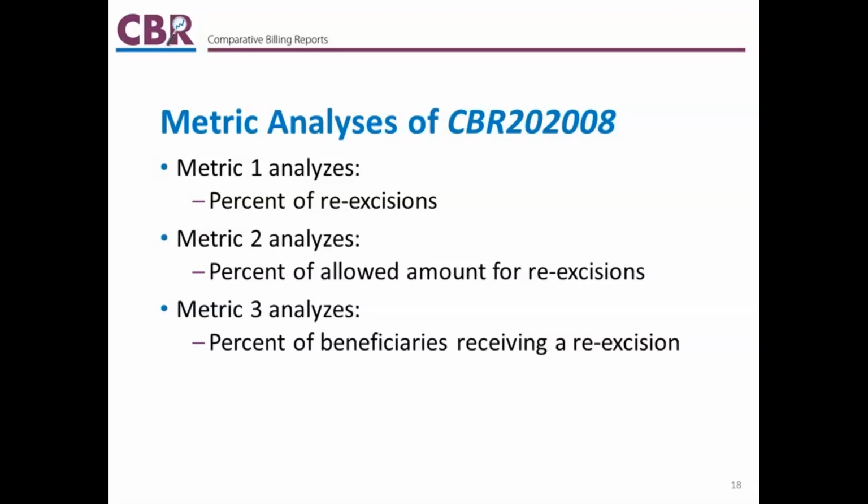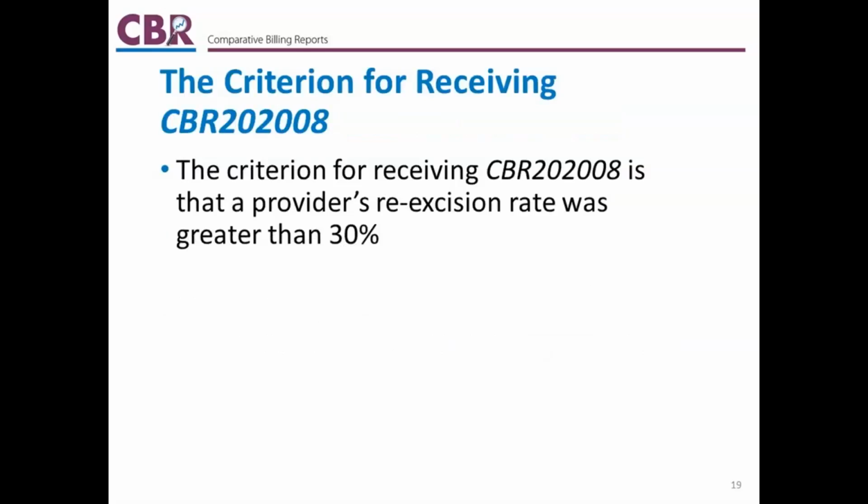Metric 3 analyzes the percent of beneficiaries receiving a re-excision. This metric looks at the beneficiaries affected by the re-excision rate for these breast procedures. How many beneficiaries received re-excisions during the analysis time frame? The criterion for receiving a CBR 202008 is actually not very complicated at all. If the provider had a re-excision rate that was greater than 30%, that provider received a CBR 202008.